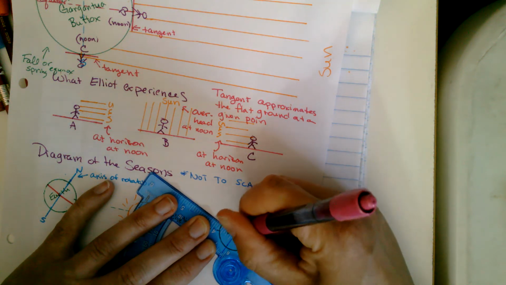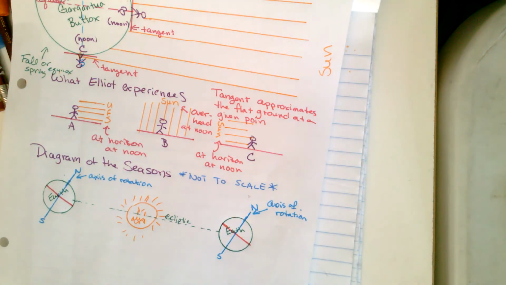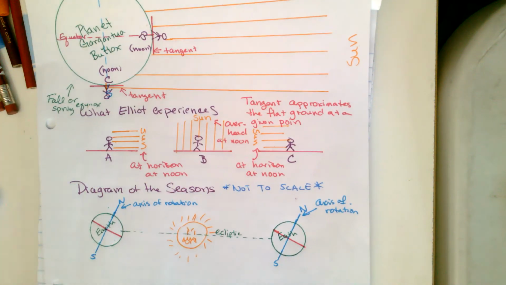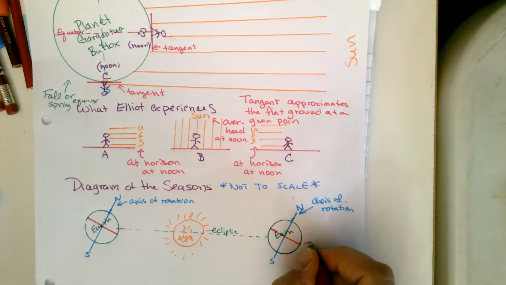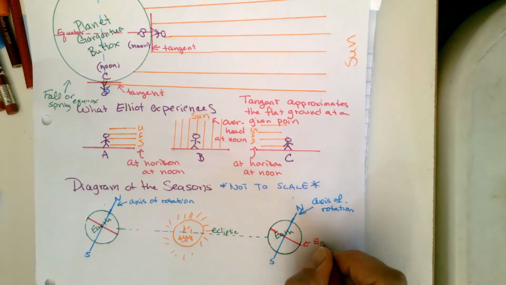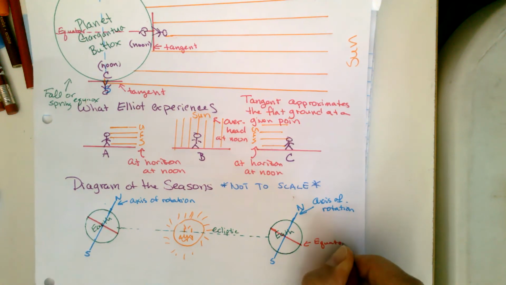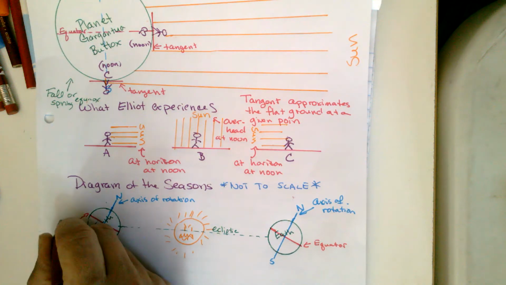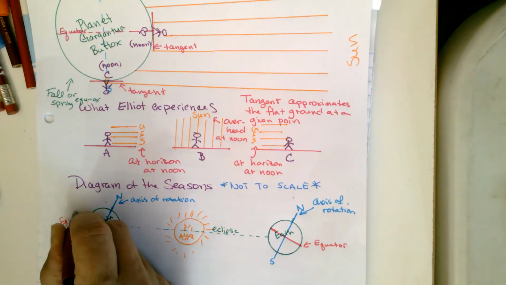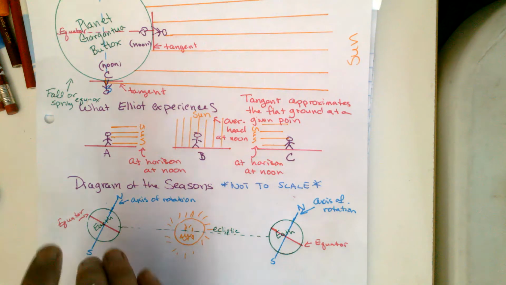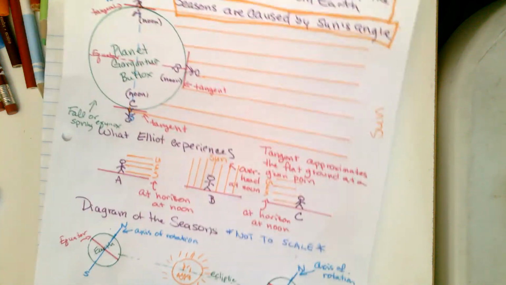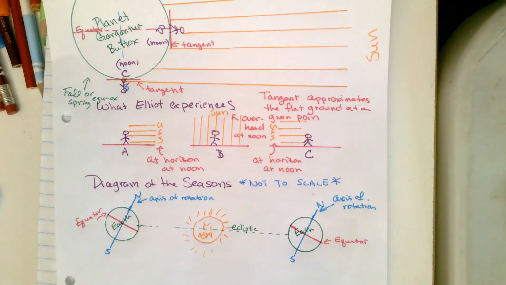So like this, and like this. Notice that the little dotted line indicating the ecliptic on one side is above that equator. I'm going to label it. Assume we're all idiots. Equator. That's going to become important when we're talking about the incident angle of the sun's rays.